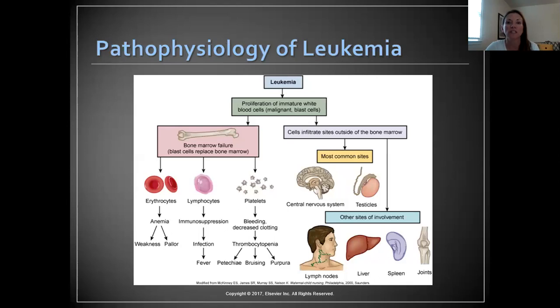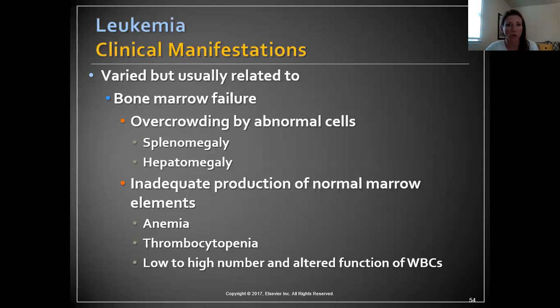This just kind of shows the pathophysiology of how these immature white blood cells infiltrate. So in the bone marrow, we have failure of erythrocytes, lymphocytes, and platelets, which leads to anemia, immunosuppression, and bleeding or decreased clotting. And then we also have cell infiltrates into the central nervous system, the testicles, lymph nodes, liver, spleen, and joints.